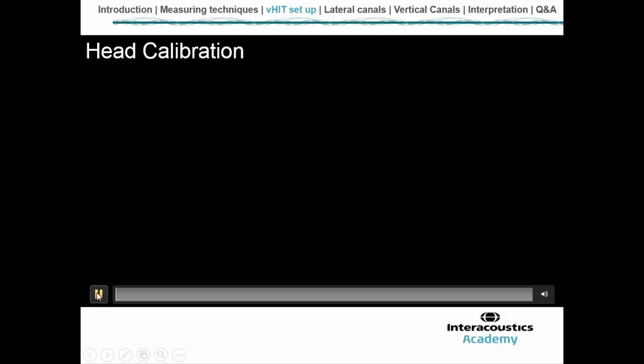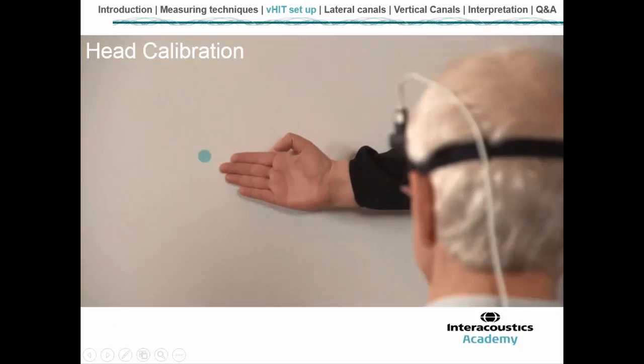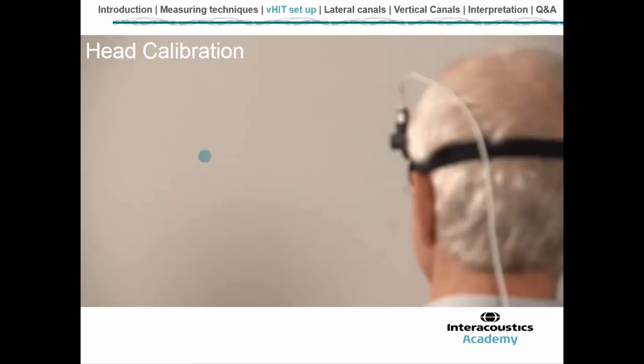So the next thing we need to do is to do a head calibration. The head calibration is only necessary if you're going to perform vertical canal impulses, and what it does is it calibrates the inertial measurement unit within the goggle. So if we press play, we can see the steps. You ask the patient to look at the dot straight ahead.